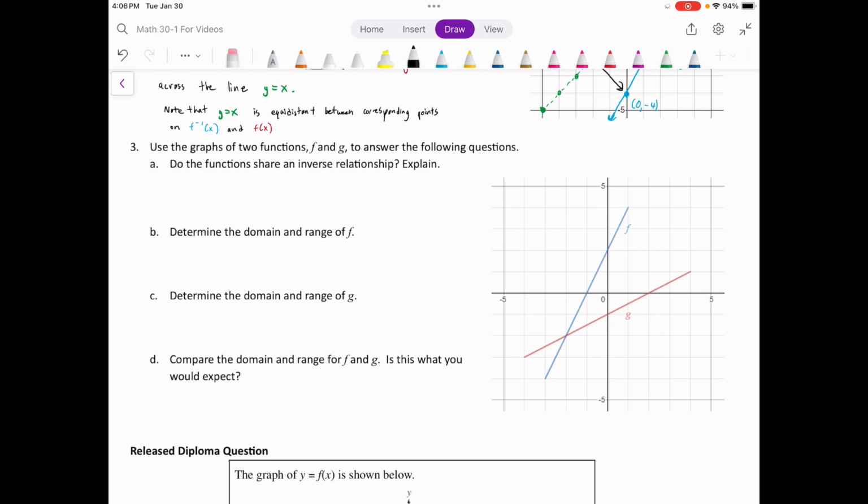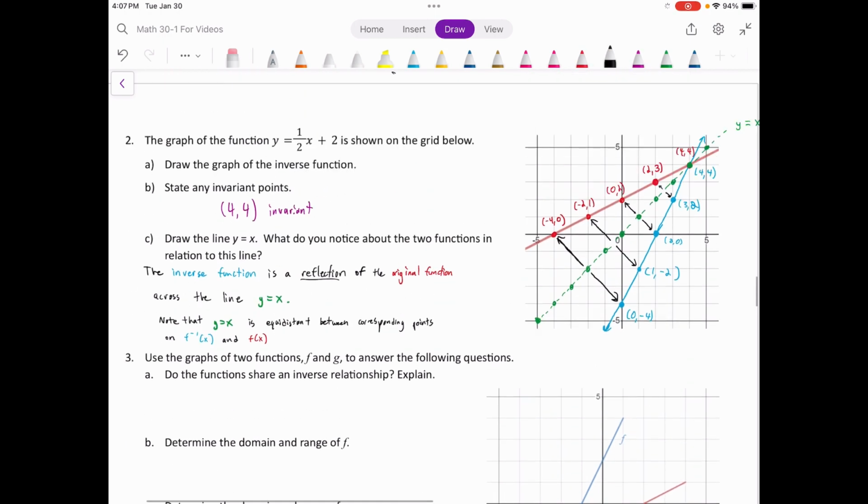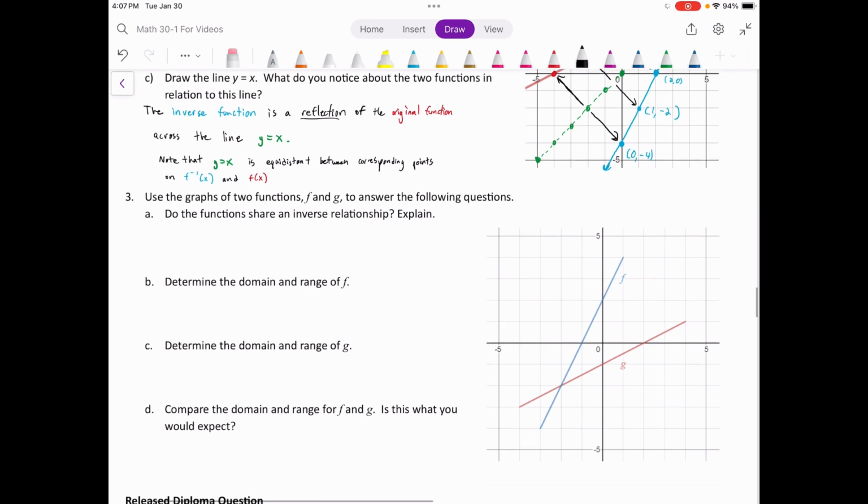So do the functions share an inverse relationship? Well, what are the things we should check for to see if it's an inverse relationship? What would we expect? Now, we don't know which one is the inverse of which, right? Is f maybe an inverse of g, or is g an inverse of f? That being said, they're inverses of each other, right? We took the inverse of f, or the red one, to get the blue one. But just as easily, we could say that the red one is the inverse of the blue one, right? It's kind of a two-way street, so to speak.